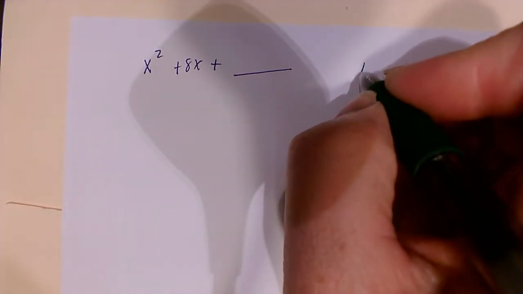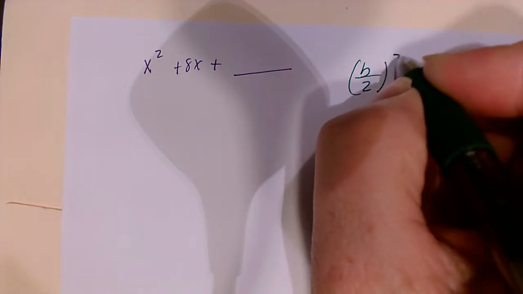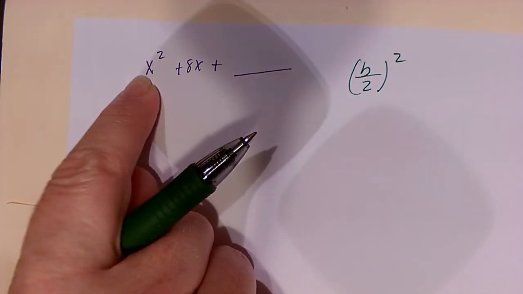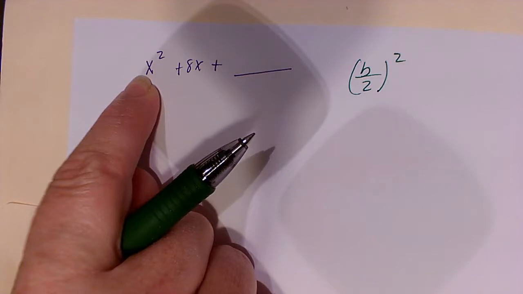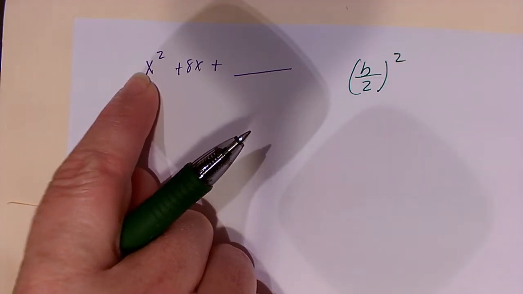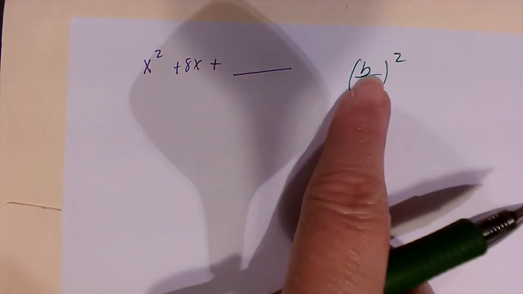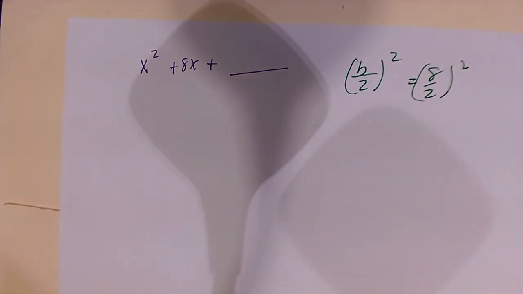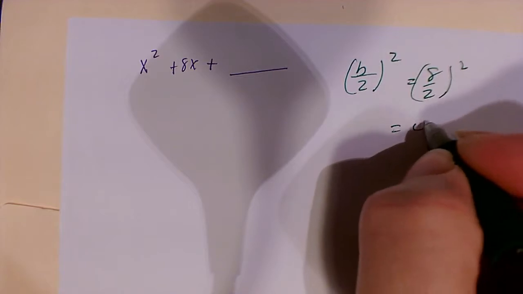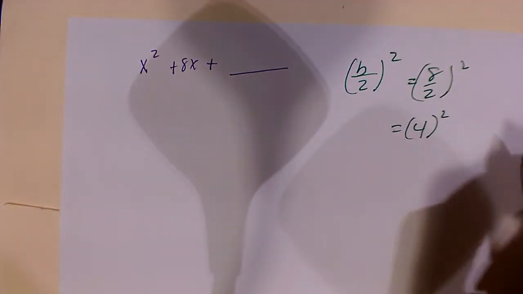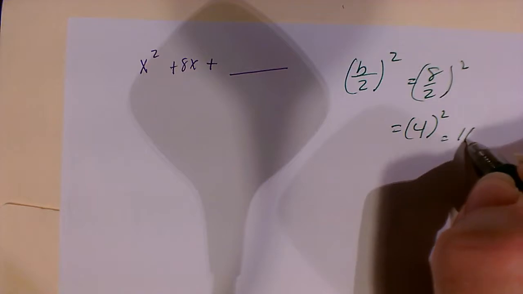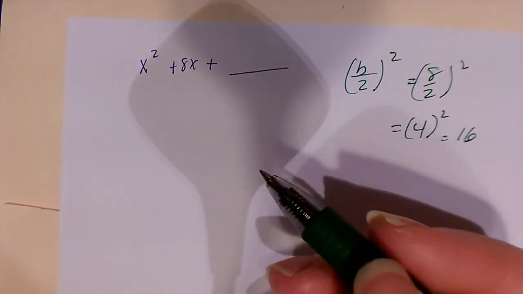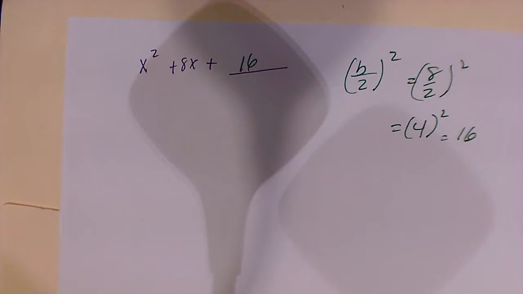So how we do this is we're going to take our b, divide it by 2, and square it. Now to do this, we have to have our a, remember things are written in ax squared plus bx plus c format, the a has to equal 1. And in this case it does. So our b is just our 8. So this will be 8 over 2 squared. We'll reduce our 8 over 2, which will equal 4 squared. And 4 squared is equal to 16. So that's all we're going to add here is our 16.